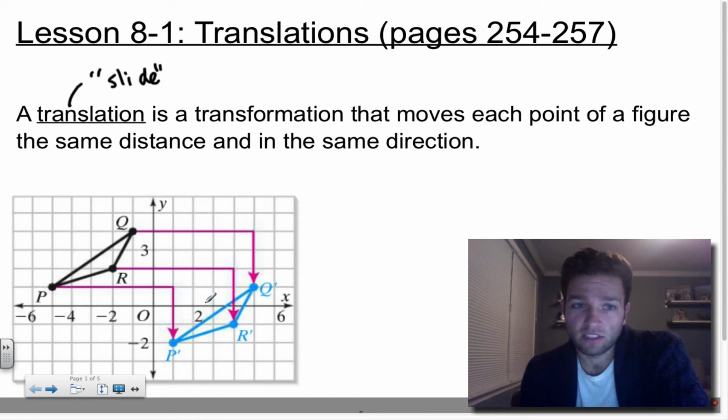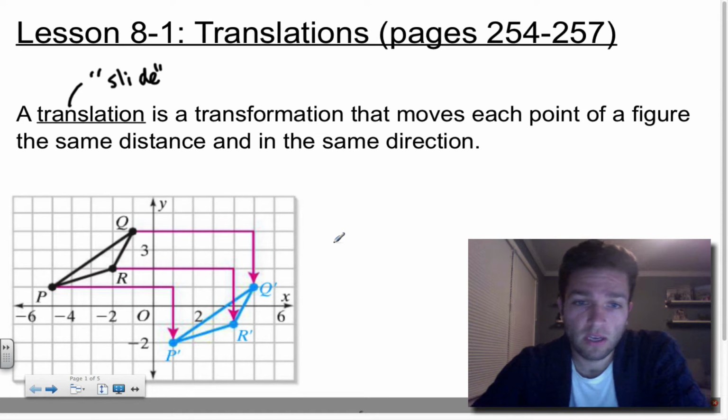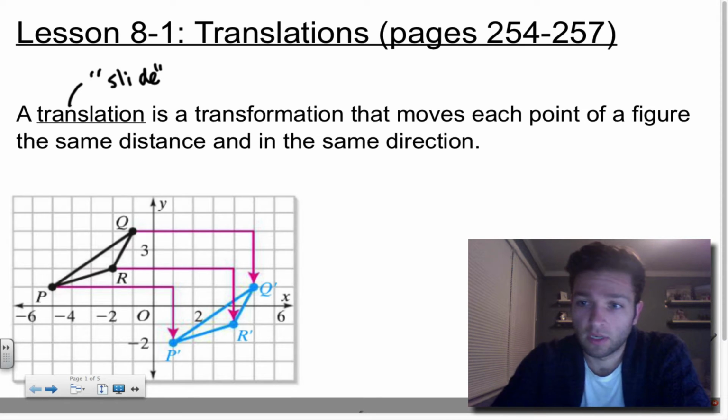And that's all a translation is. You're sliding a figure over. You can move it left or right, up or down, and any combination of moves, and then you get a new figure. And just a couple of other things before we try a few examples of these.